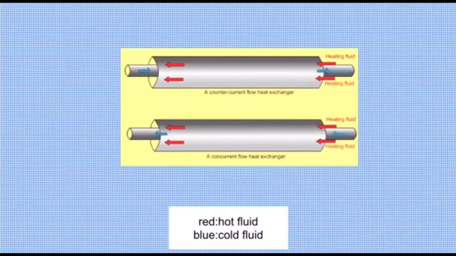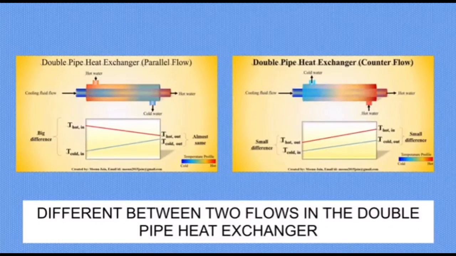Next, the following GIF shows a co-current flow and counter-current flow arrangement in a heat exchanger, where the red arrow is for hot fluid and the blue arrow is for cold fluid. Moving on, these are the differences between the two flows in a double pipe heat exchanger. For the co-current flow, the temperature at the inlet is a bit different, and the temperature at the outlet is almost the same. For the counter-current flow, the temperature at the inlet and outlet has a small difference.